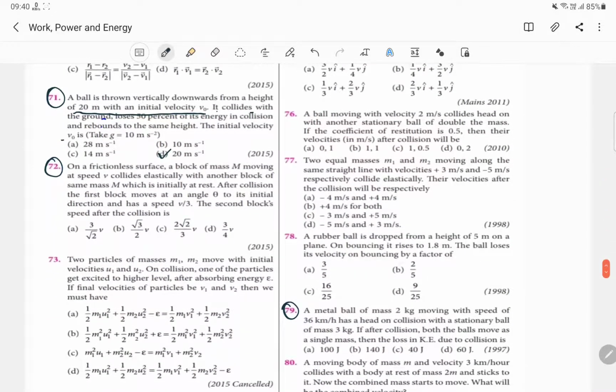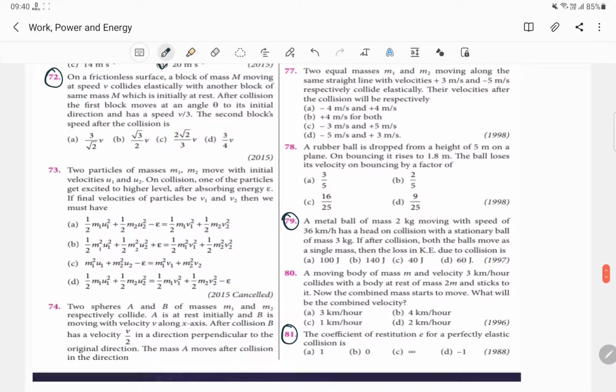Now let us discuss question number 72. On a frictionless surface, a block of mass capital M is moving at a speed of capital V and collides elastically with another. And you should remember this: elastic collision means there is conservation of kinetic energy, in addition to the other conservation laws.